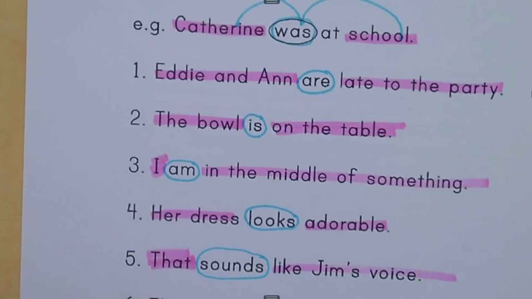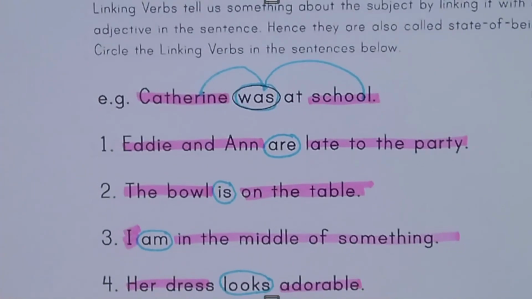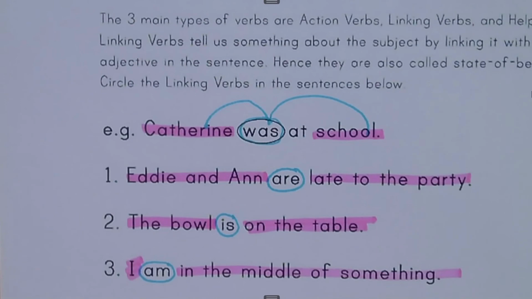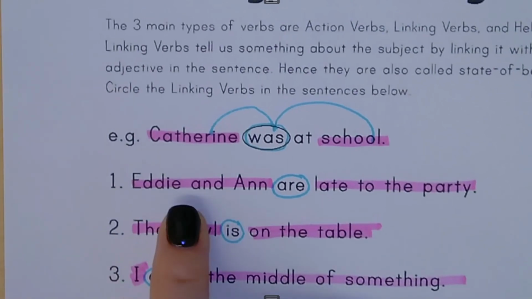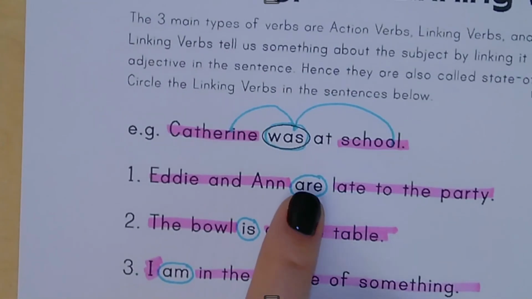Okay. Remember to use the equal sign to help you with discovering which words are action verbs, which words are helping verbs, which words are linking verbs. Your linking verb is going to link your subject to something about your subject. Okay, so if you find the subject of your sentence, that's who or what your sentence is about, then you're going to be able to figure out the linking verb.